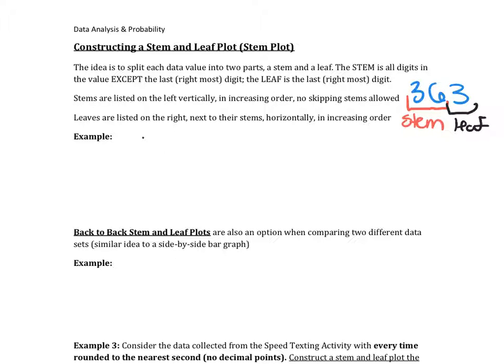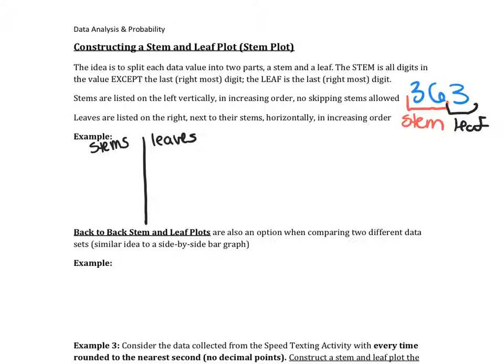So we have our stem and leaf plot, we just have a vertical line. Our stems go on one side, on the left-hand side, and the leaves go on the right-hand side. And so the stems, just like with our classes and our histograms, you can't skip any, you just got to write them all down. And then the leaves are listed next to their stems in increasing order.